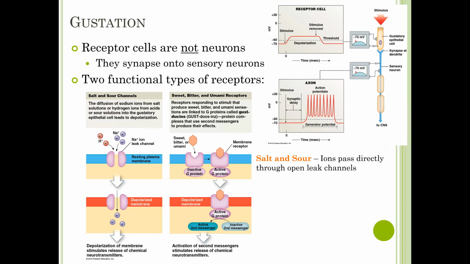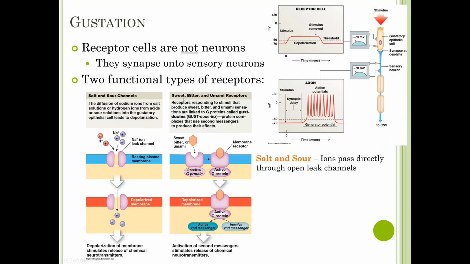If you're eating something salty, that's going to put sodium ions into your mouth, and they will pass through the leak channels and taste salty. And if you eat something sour, which is like an acid, so think of orange juice or lemon juice or something that has a really sour taste, you're actually putting hydrogen ions in your mouth, which will pass through the open channels. In both cases, when the hydrogen and sodium ions pass through the channels, you get a depolarization, which is a signal that this receptor has been stimulated.